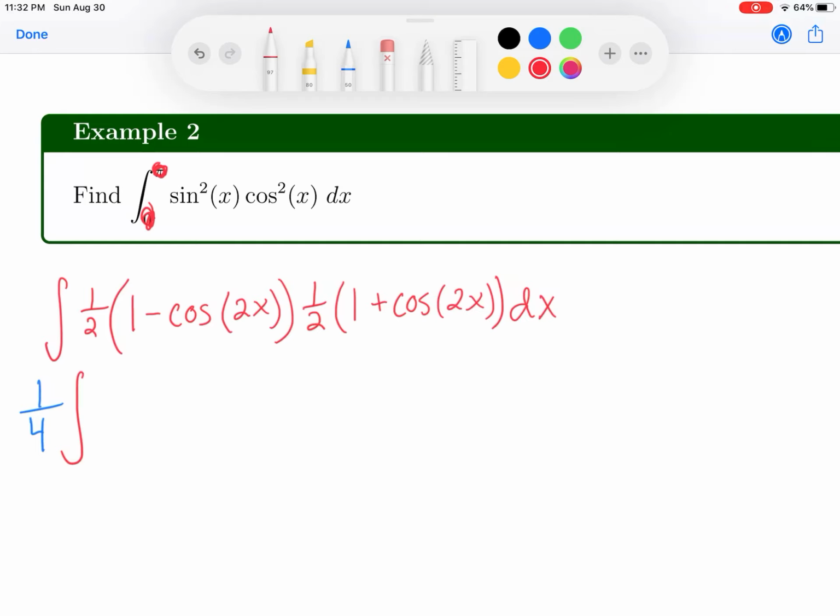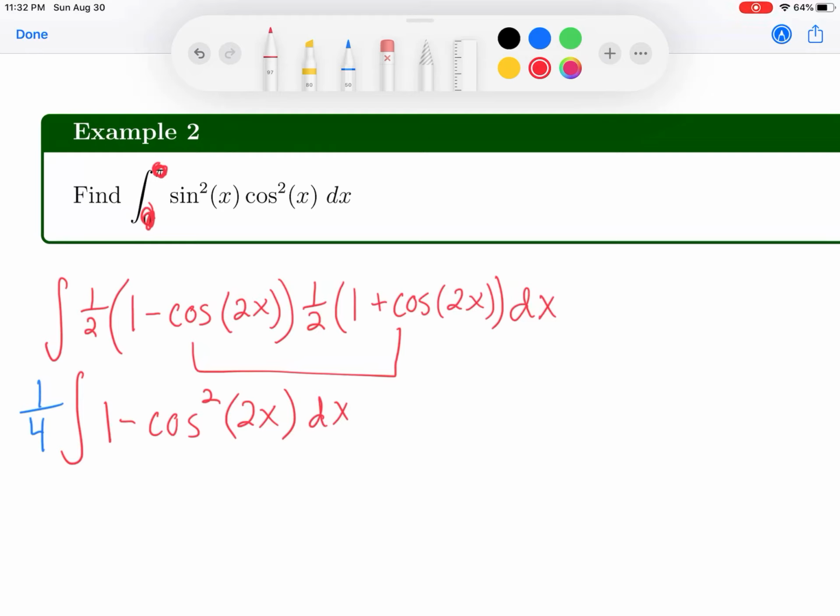And let's see, what else? What else could we potentially do? So I don't know if you guys realize this, but you can rewrite this right here as 1 minus cosine squared of 2x. And of course we have our dx. The reason why we can do that, if you guys FOIL it out, it is going to simplify to be that, I promise.